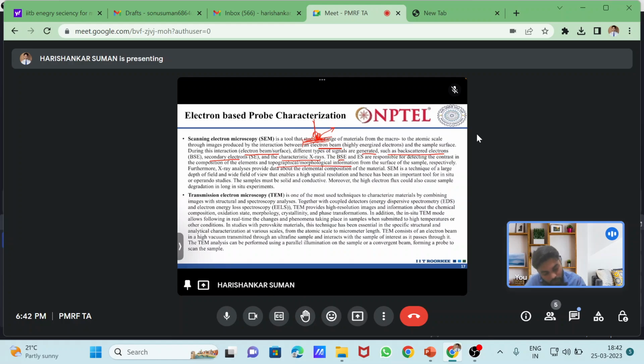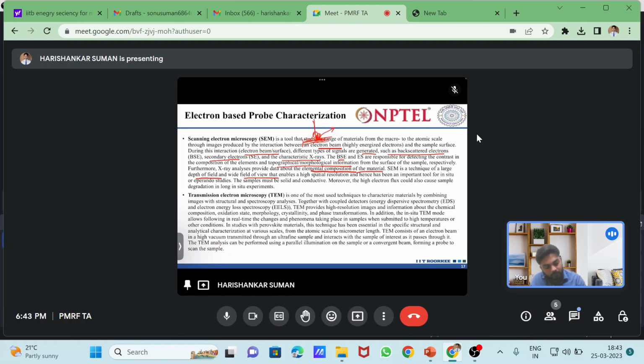This is the use of BSE and SE from the surface of the sample, respectively. Further, X-ray analysis provides information about the elemental composition of the material. SEM is a technique with a large depth of field and a wide field of view, which enables spatial resolution, and hence it is an important tool for in situ or operando studies.